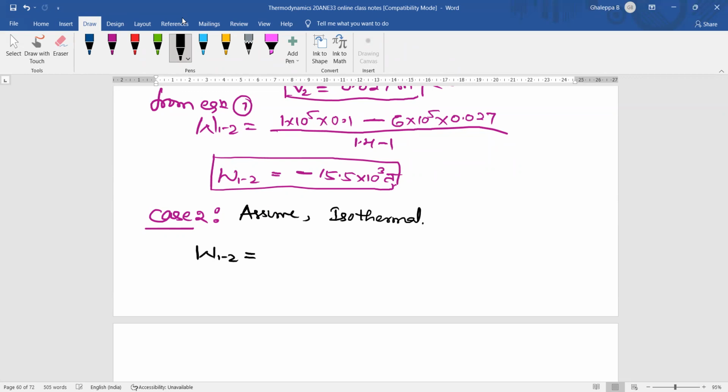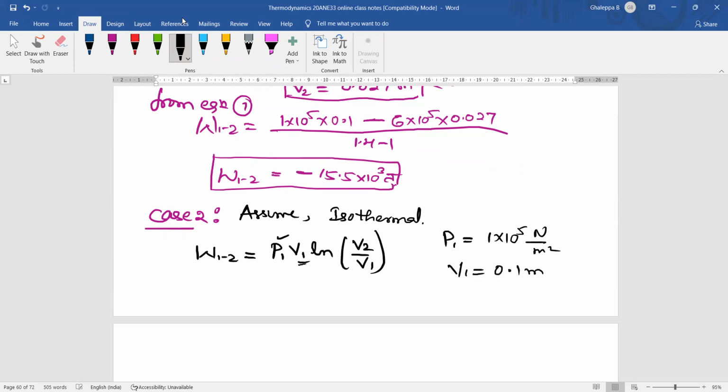P1 V1 ln of V2 by V1. Very good. Check whether all values are given. P1 is given, 1 into 10 to the power of 5 Newton per meter square. V1 is given, 0.1 meter cube. V2 is not given.